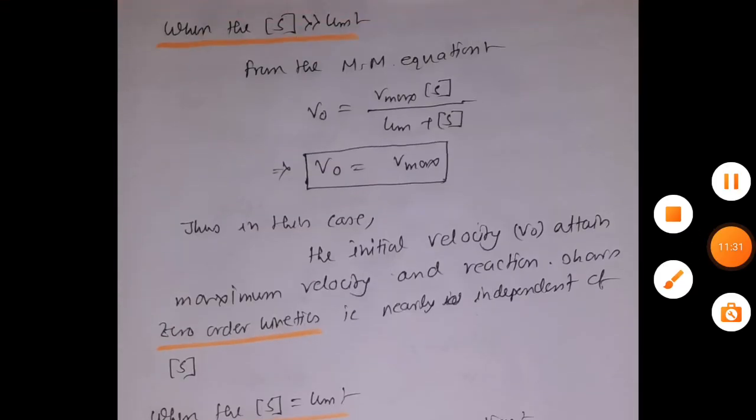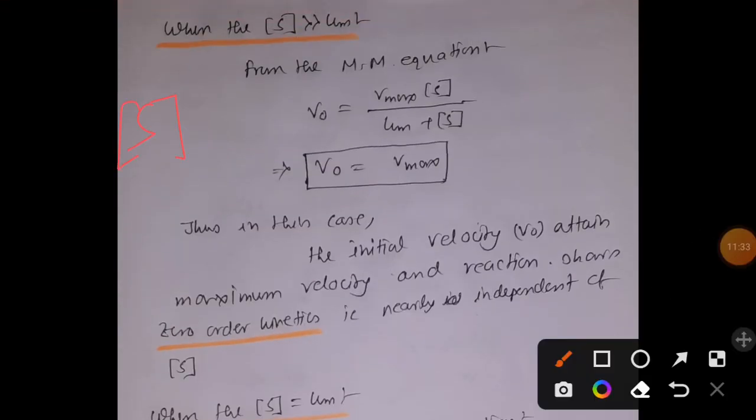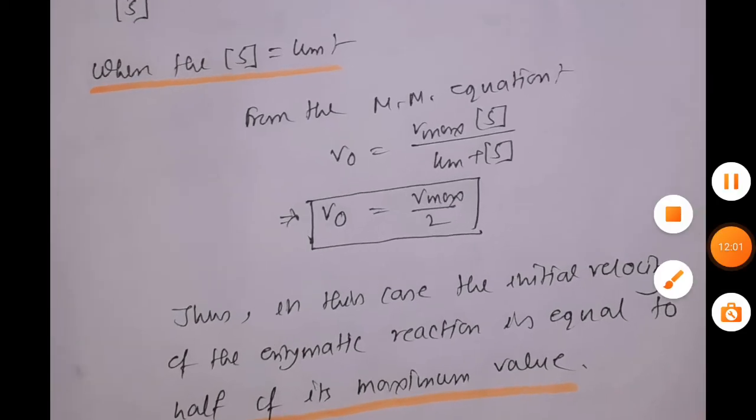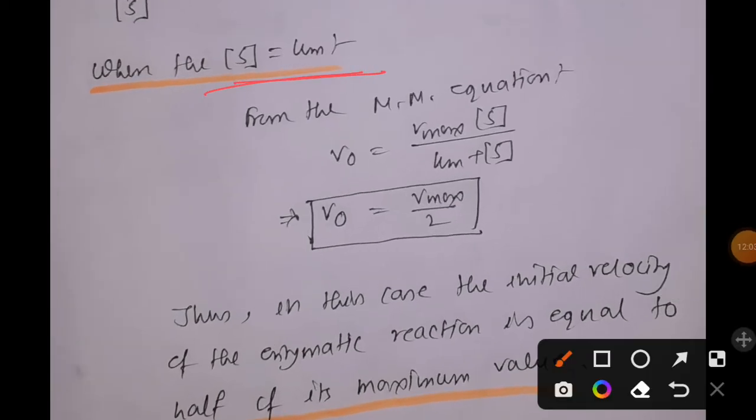So this is the situation. That means when the substrate concentration is much greater than Km, the enzyme catalysis reaction will be an example of zero order kinetics. And now the most important situation. This case is going to be very important for our next video, where we will talk about the Michaelis-Menten equation and the Michaelis-Menten constant, that is Km. So here we are taking substrate concentration exactly equal to Km.